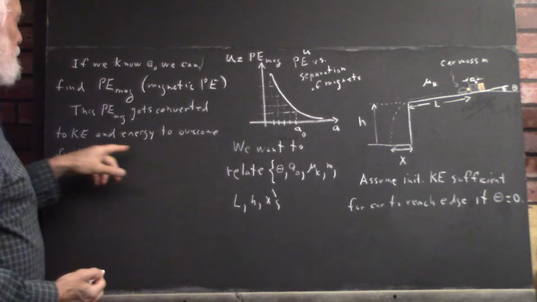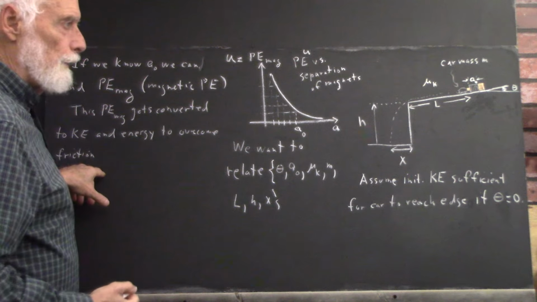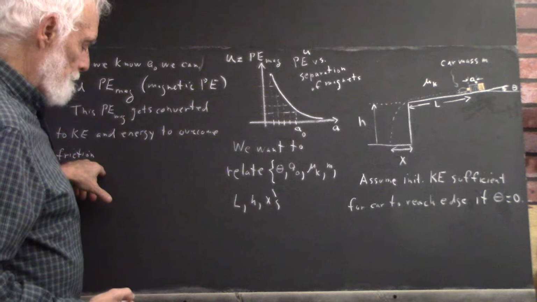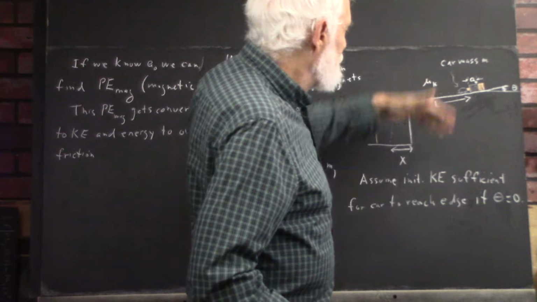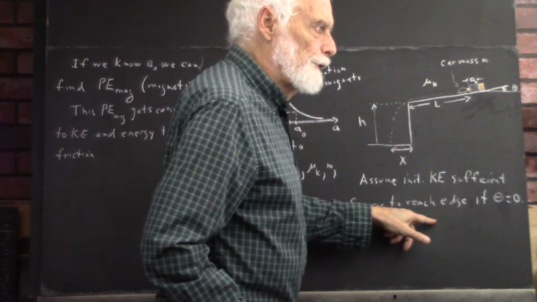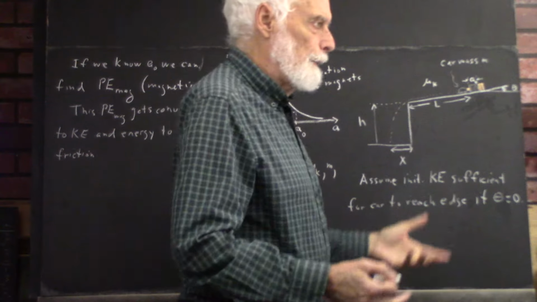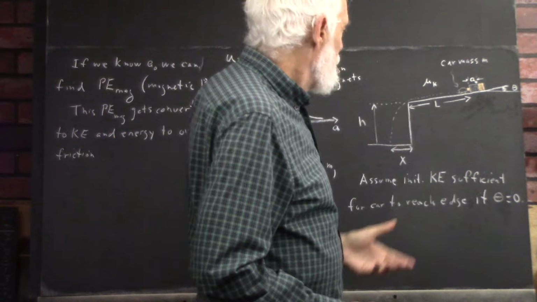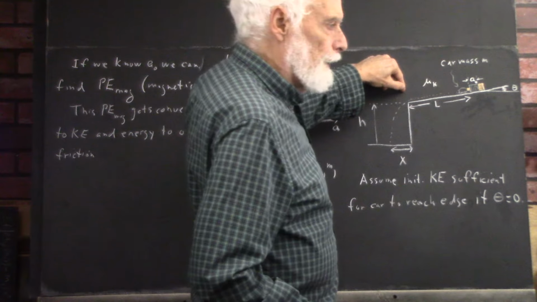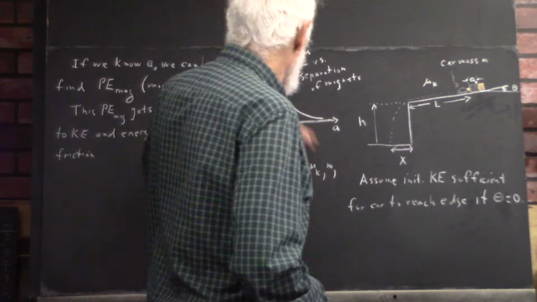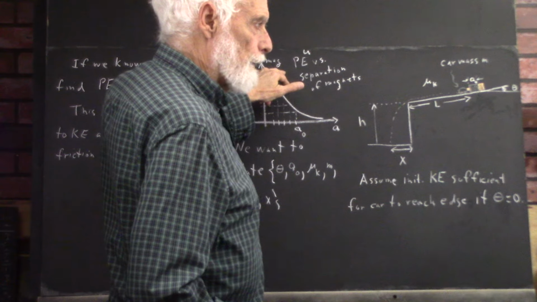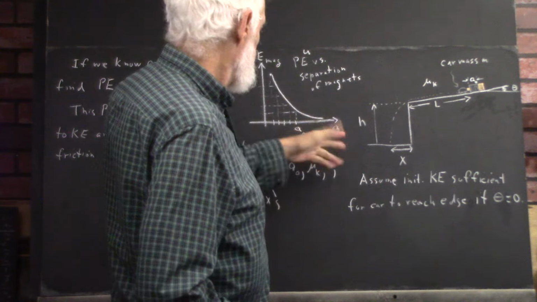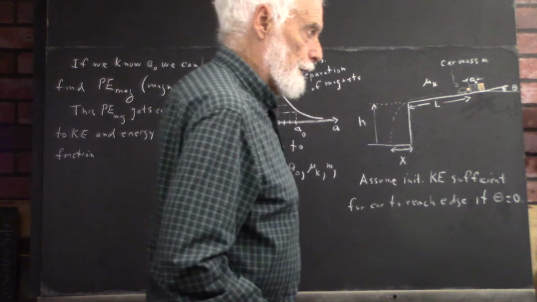PE gets converted to kinetic energy, and some of the energy will be used to overcome friction. But of course things get complicated because, if you're on a level of theta equals 0, well, that's what happens. So by the time the car gets to the end here, we're going to assume that we're so far along here that the magnetic potential energy is essentially 0 at that point.